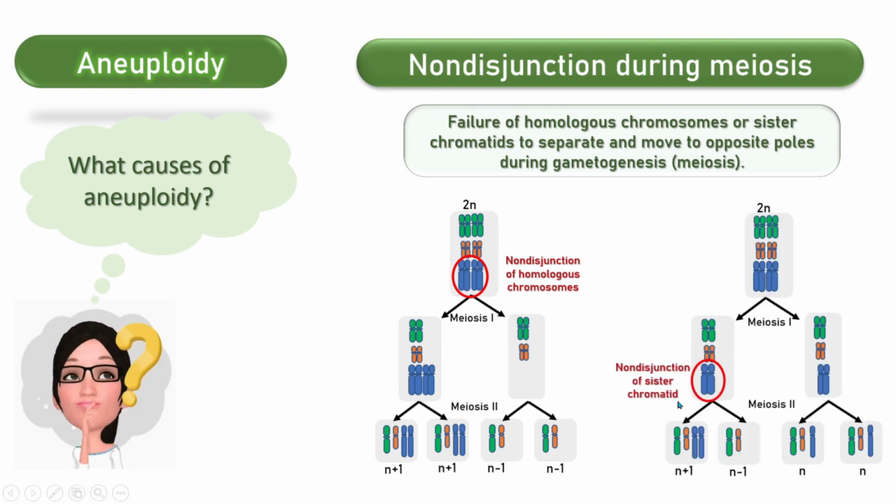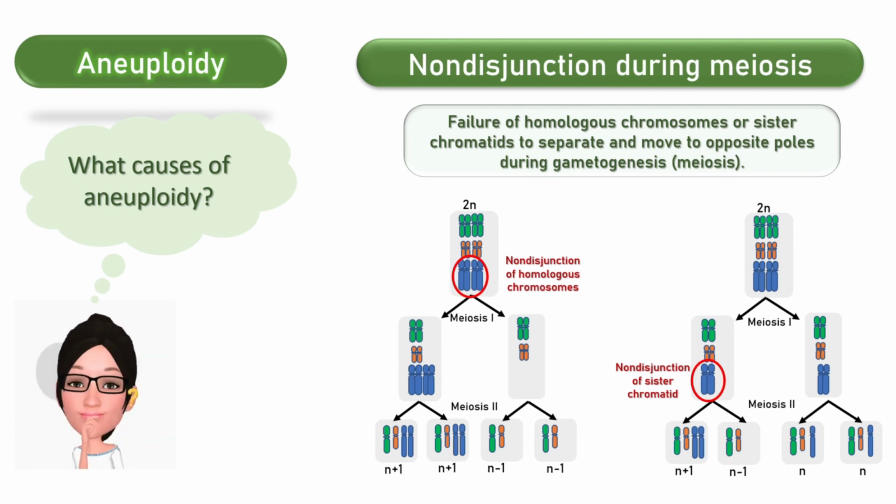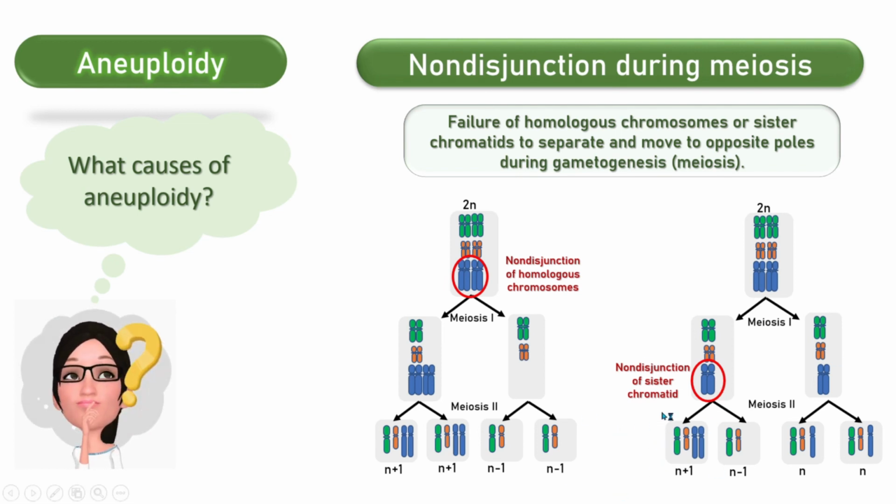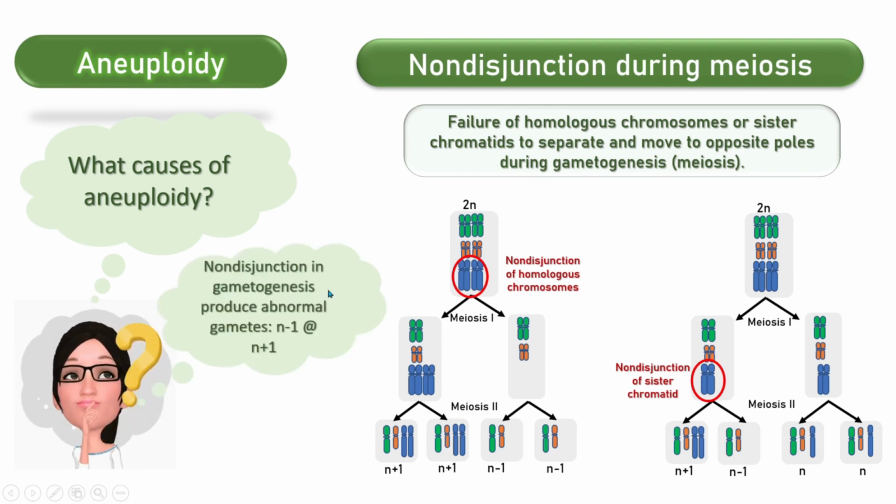Non-disjunction of sister chromatids can also occur in meiosis 2, where sister chromatids fail to separate and move to different poles and pass to different cells. If the sister chromatids undergo non-disjunction, they will be passed to the same cell. This will produce abnormal gametes n+1 and n-1, and also normal gametes. So non-disjunction in gametogenesis produces abnormal gametes n-1 or n+1.